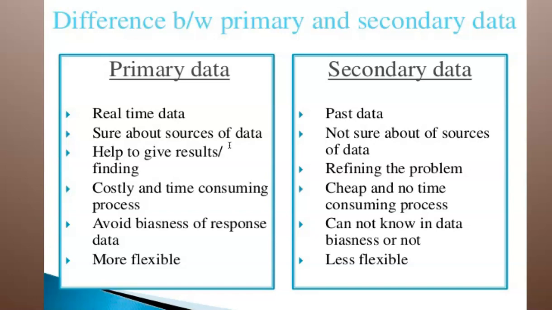Whereas secondary data is the past data. There can be a time lag. We are not sure about the source of the data. It helps in refining of the problem. It is cheap and less time consuming. We cannot know whether biasness in the data is there or not. It is less flexible. We can use only the data which is provided. We cannot go beyond that. If we want to go beyond that, then we have to refer to primary data.